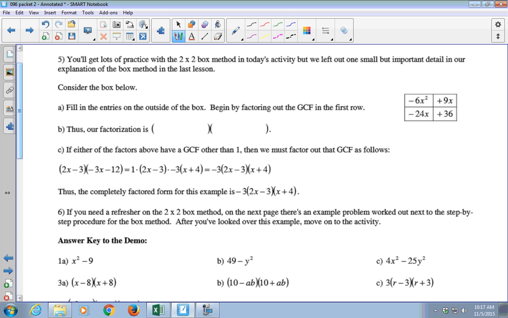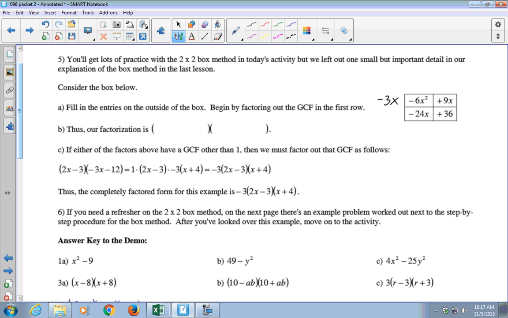So I'm going to factor out the GCF from the first row. So negative 6x squared and 9x. What's the common factor to those two terms? Definitely a 3 and also an x, because they each have at least one x. So I think I'm going to pull out negative 3x. I just don't like having that negative in the front there.